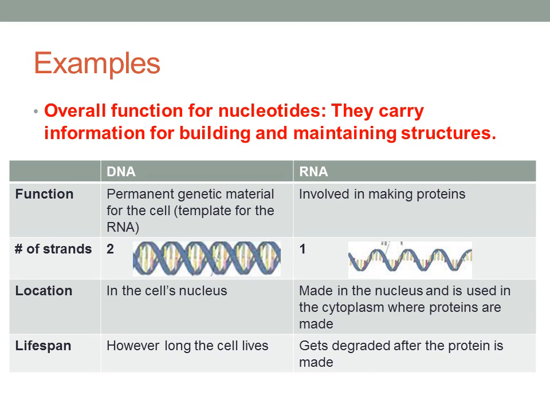All right, and then here's some review on nucleic acids. Remember, there are two types of nucleic acids. They both carry information for building and maintaining structures. DNA is more of the permanent genetic material, and RNA is more of the temporary one that's involved in making proteins. DNA has two strands, RNA has one. DNA is in the nucleus, whereas RNA starts in the nucleus and goes into the cytoplasm. DNA has a longer lifespan, whereas RNA gets degraded after its function, which is making protein, is done.